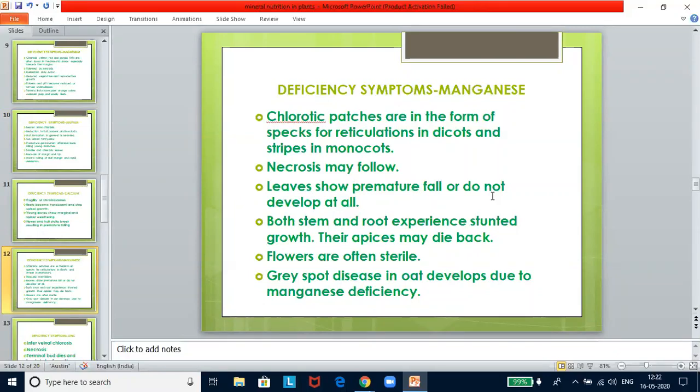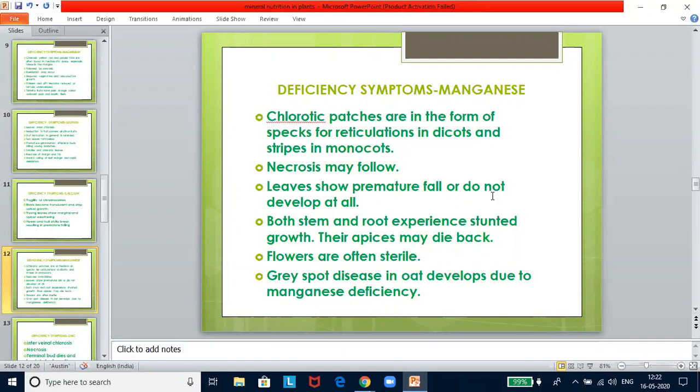Leaves can also show premature fall or they may not even develop. Both stem and root experience stunted growth and their apices may die back. I explained to you what dieback is. Flowers are often sterile. So even if they form, the flowers become sterile flowers. Now in oats, the development of gray spot disease has been seen, which is due to manganese deficiency.